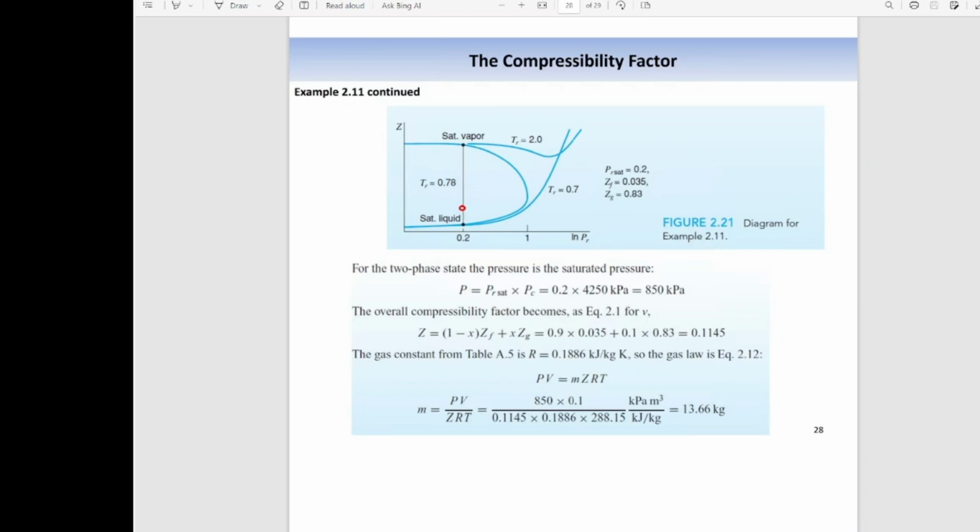Continuing on, we can find the pressure just by multiplying the reduced pressure at saturation times the critical pressure. We come up with a value there, and then of course we apply the same quality equation as we previously did for specific volumes, and we're given a quality already, which is 0.1. So if we perform the multiplication with the compressibility factors that were given to us, we come up with 0.1145.